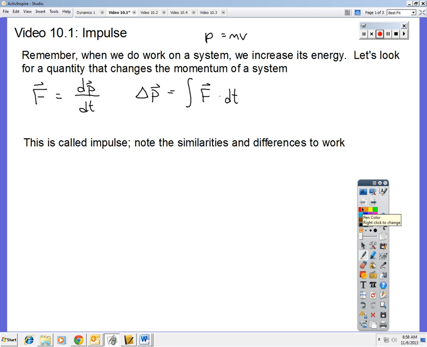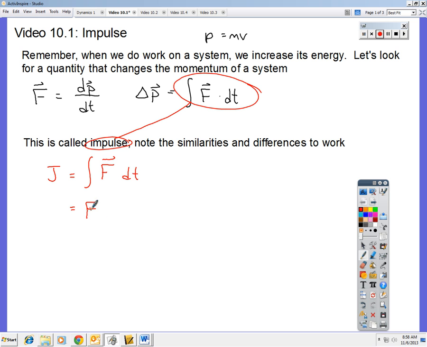And this quantity, the integral of F dt, is called impulse, usually written as J, or if the force is constant, F delta t. Notice that J, the impulse, is a vector, and that J is equal to delta p. So the impulse on a system results in a change in its momentum.